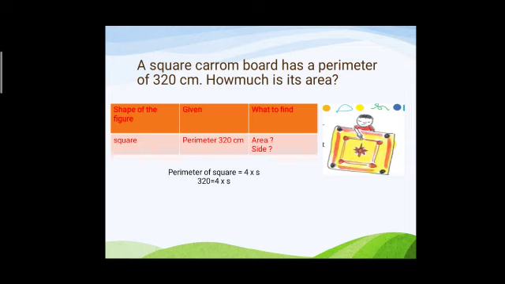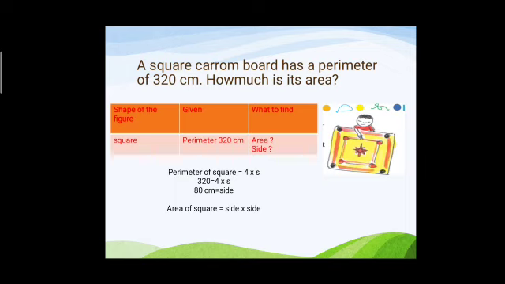320 is equal to 4 into side. 4 is multiplied. What should be multiplied with 4 to make it 320? Yes, 80 centimeter. Now, we have the side with us. Side is 80 centimeter. And what is the formula of a square now? Yes, you are right. Side into side.